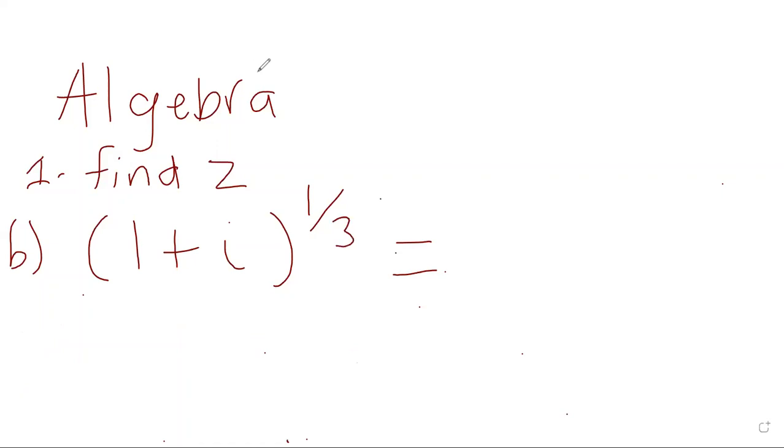Someone is asking me to repeat. What I was saying is that if we are finding the nth root of a complex number, we expect n different solutions. In this case, 3 different solutions.